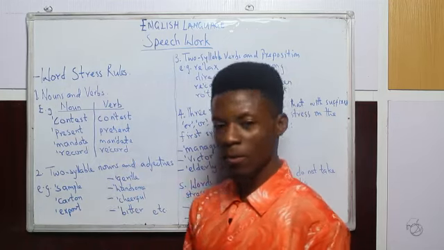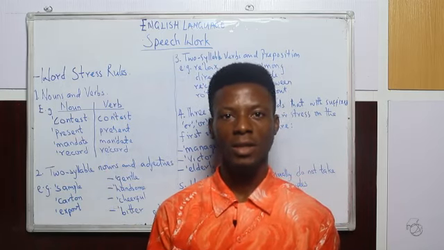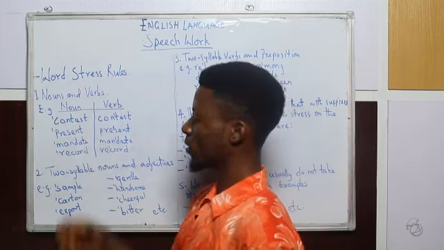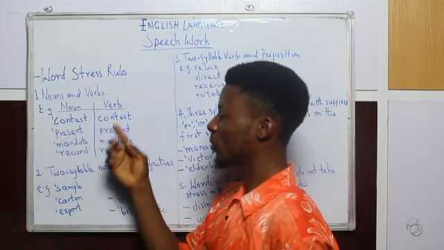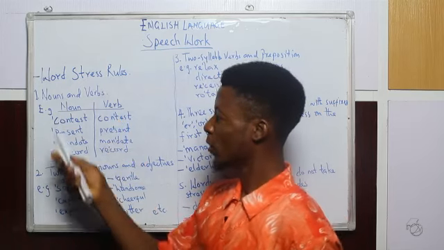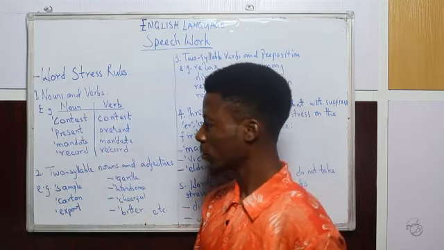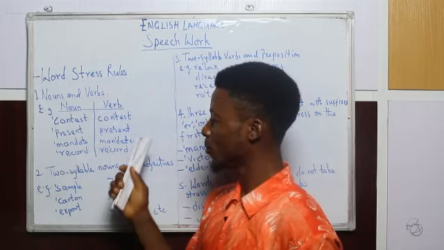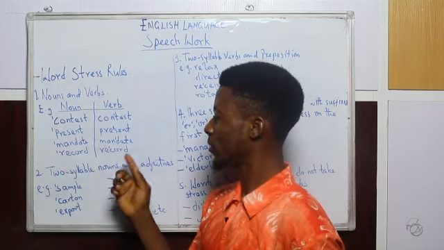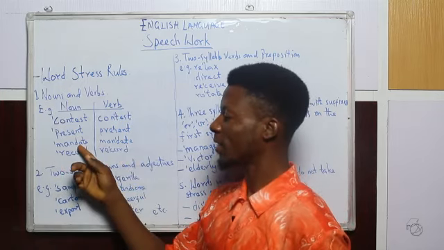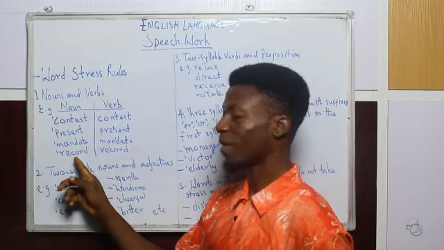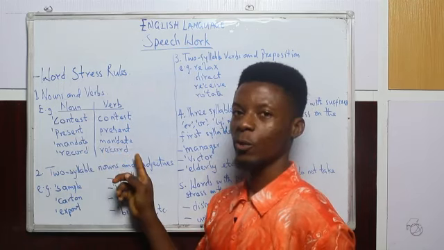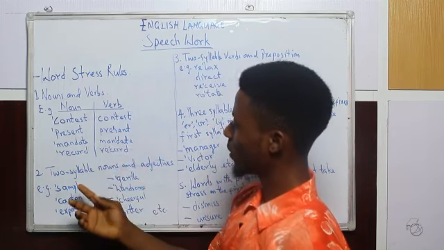We should also note that with the difference in their stress pattern, their pronunciations also vary. The noun contest, the verb form is pronounced as contest. Present, present. Mandate, mandate. We have record, and in the verb form we have record.